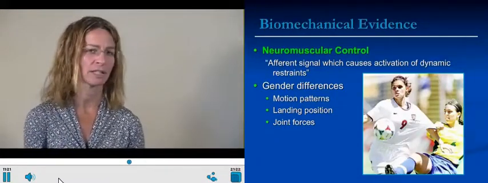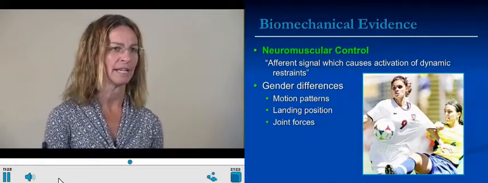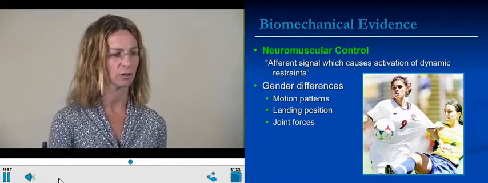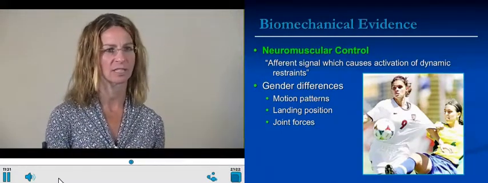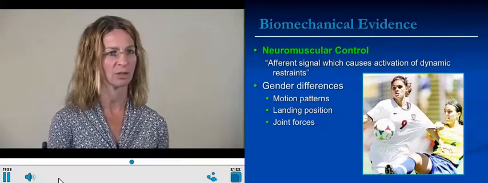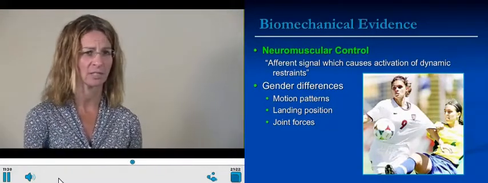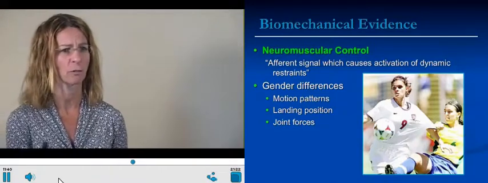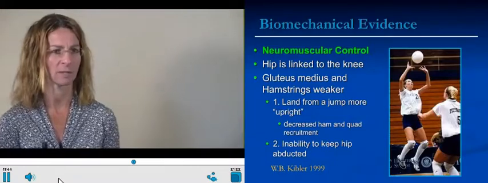Some of the most compelling evidence about ACL injuries and why they occur seems to be something about neuromuscular control. In neuromuscular control, what that means is an afferent signal which causes activation of dynamic restraints. And we know that there are gender differences in motion patterns, landing position, as well as joint forces. So how does this neuromuscular control come into play?